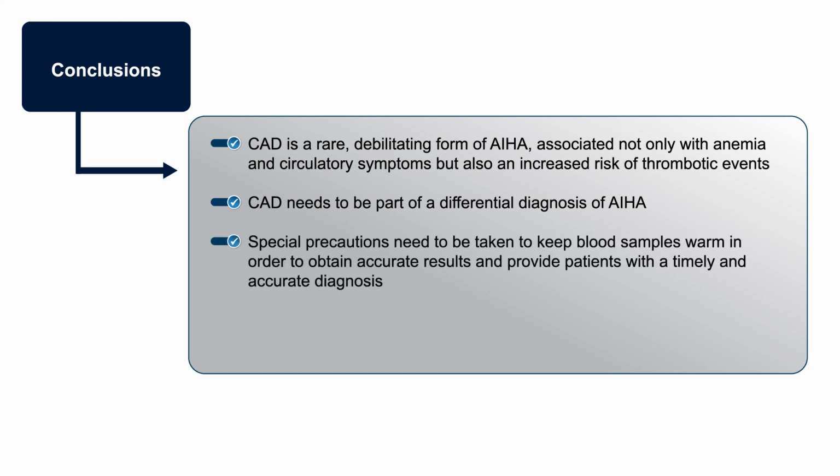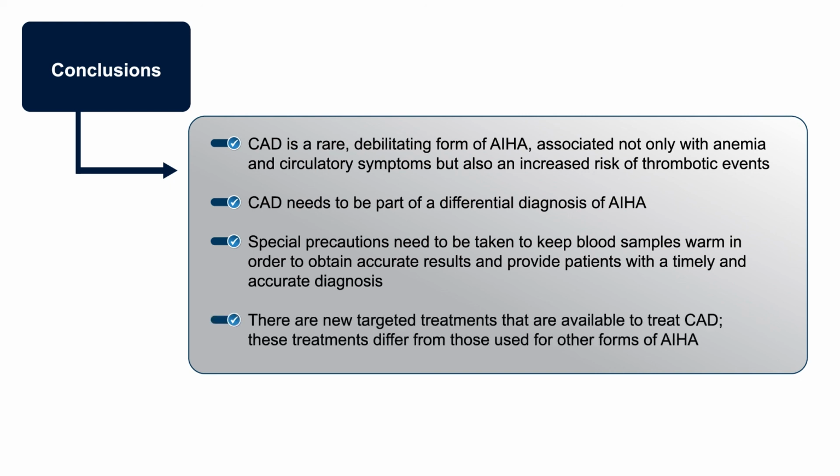Most important with regard to testing for cold agglutinin disease are those special precautions that need to be taken to keep the blood samples warm. This is imperative in order to obtain accurate results and provide our patients with a timely and accurate diagnosis. There are new targeted treatments available that alleviate symptoms in most patients. These treatments differ from those used for other forms of autoimmune hemolytic anemia, making a timely and accurate diagnosis of cold agglutinin disease imperative for our patients.